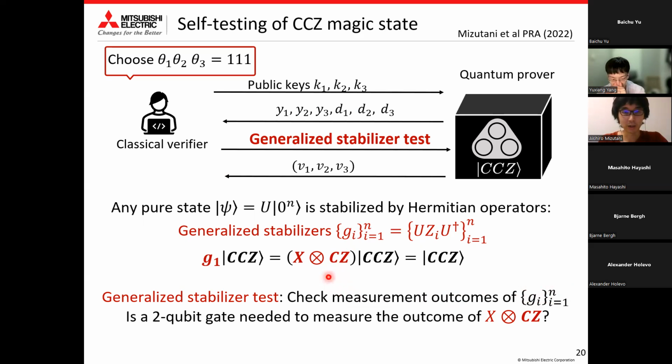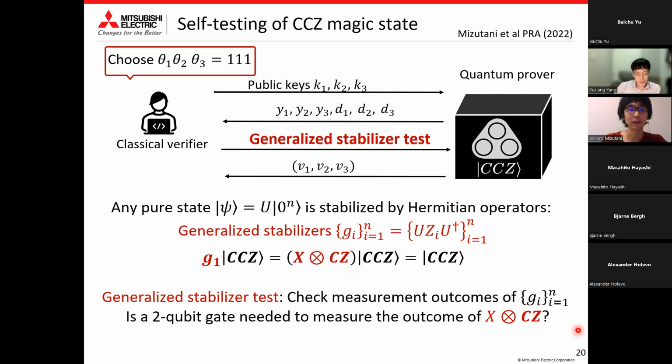But here, there is a CZ in the generalized stabilizers. So by naively thinking, if we measure the outcomes of this generalized stabilizer of this CCZ magic state, a 2 qubit gate is needed. But such a 2 qubit gate is not needed by using this PRX paper.